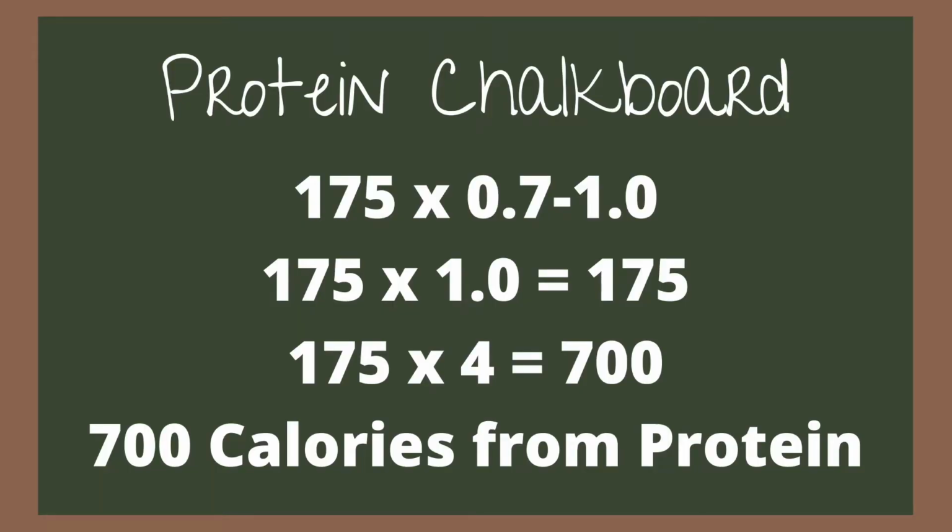So if we take my body weight of 175 pounds, we multiply that by 1.0, we get, of course, 175. And to figure out the calories from the protein, 175 being the grams of protein that we're going to be eating on a day-to-day basis, we multiply 175 by 4 calories per gram of protein, and we get 700 calories from protein.